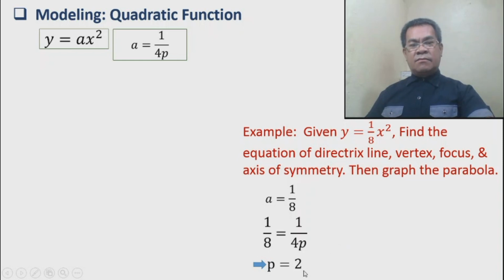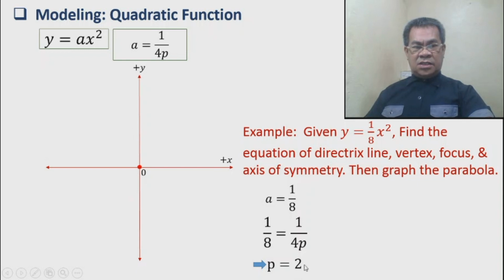So therefore, from the origin, take note this is positive. So it should be what? It should be below, because the parabola opens upward. So therefore, p must be below the vertex, because this one is the directrix line. The directrix line does not intersect the parabola, so it must be located below. If the parabola opens downward, then the directrix must be above.